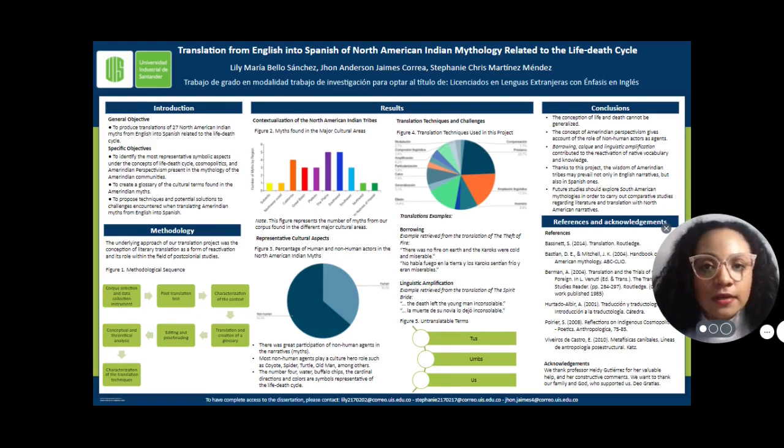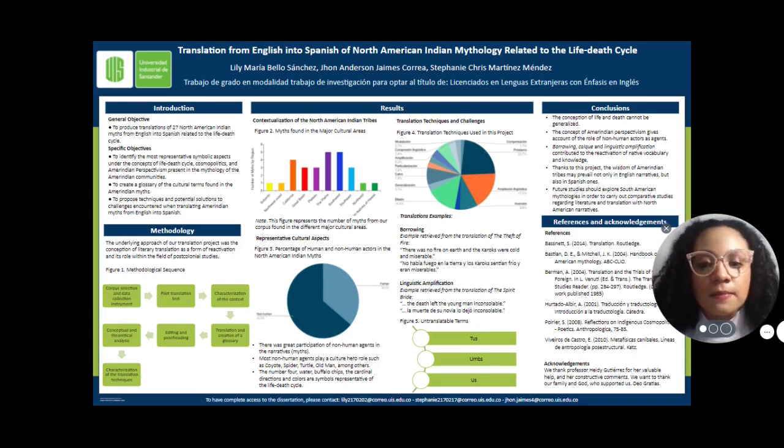Methodology: the underlying approach of our translation project was the conception of literary translation as a form of reactivation and its role within the field of postcolonial studies. This was exploratory documentary research that involved seven processes. First, corpus formation. Our corpus was composed of 27 myths and it was selected under four criteria.